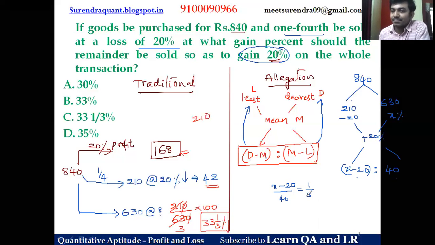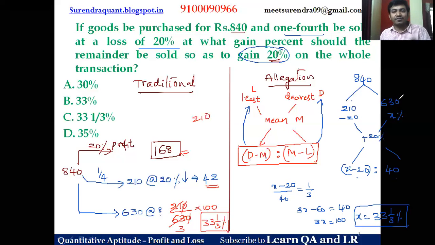Now friends, if you cross multiply, 3x minus 60 equals 40. 3x is 60 plus 40, 100. x is 100 by 3. 100 by 3 means 33 1 by 3%. So the remaining 630 worth of goods should be sold at a gain of 33 1 by 3%. And that is what we get by the general method.